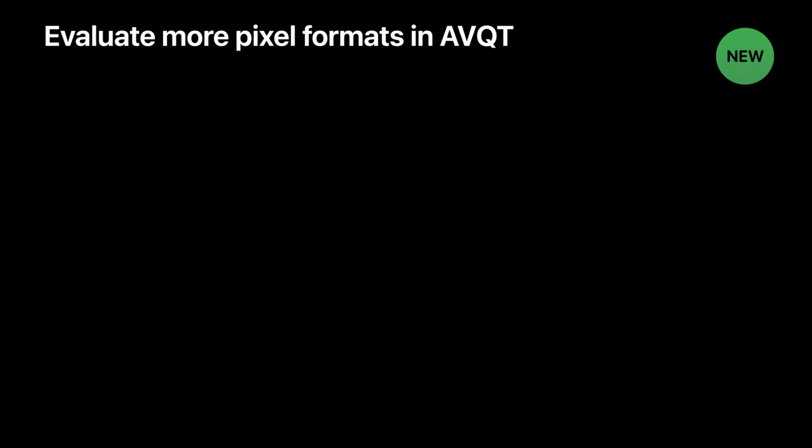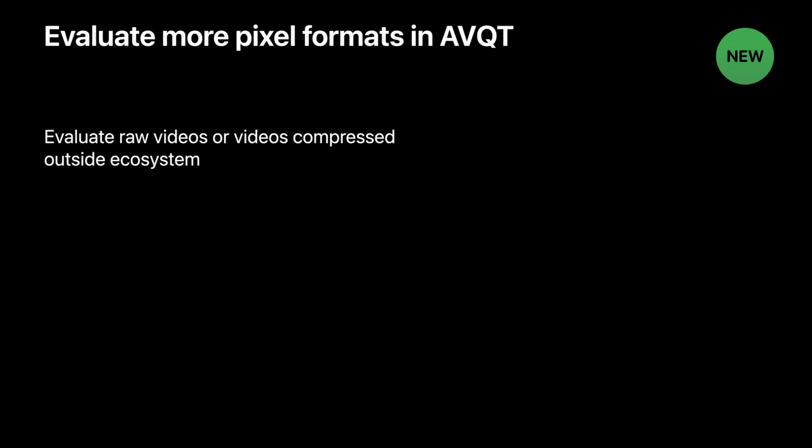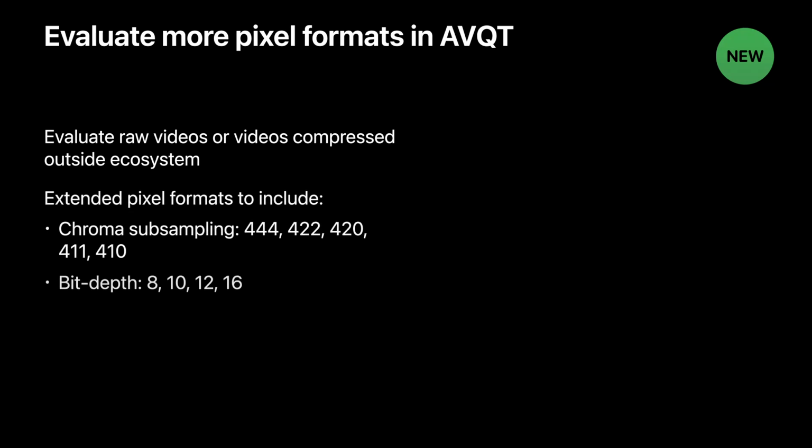Speaking of flexibility, we also extended the support of raw YUV formats in this version. AVQT supports all AV Foundation video formats. Besides that, it also supports raw YUV videos. This enables scoring videos that were never compressed, such as a raw camera feed. It's also useful when evaluating videos that are compressed and decoded outside the ecosystem. This year, we extended the support of raw YUV to include a total of 20 formats with a wide range of chroma subsamplings and bit depths.